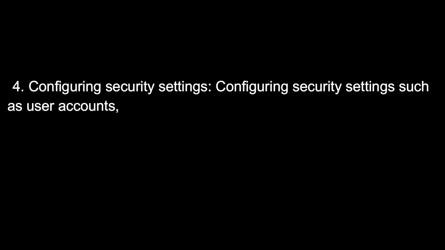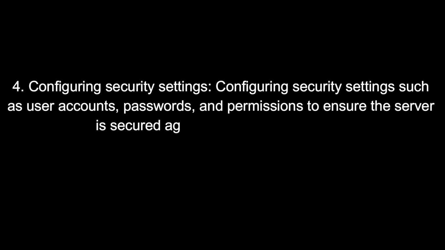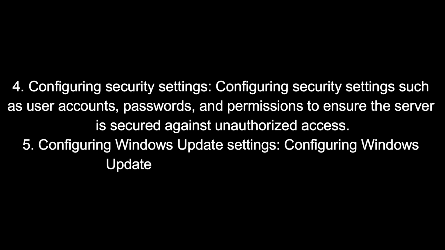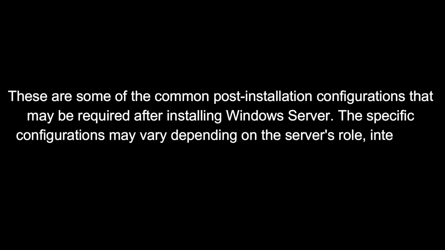4. Configuring security settings, such as user accounts, passwords, and permissions to ensure the server is secured against unauthorized access. 5. Configuring Windows Update settings. These are some of the common post-installation configurations that may be required after installing Windows Server. The specific configurations may vary depending on the server's role, intended use, and security requirements.